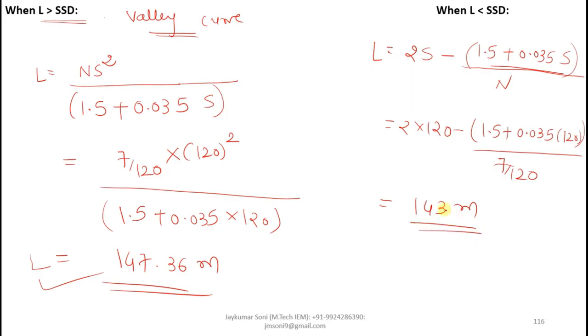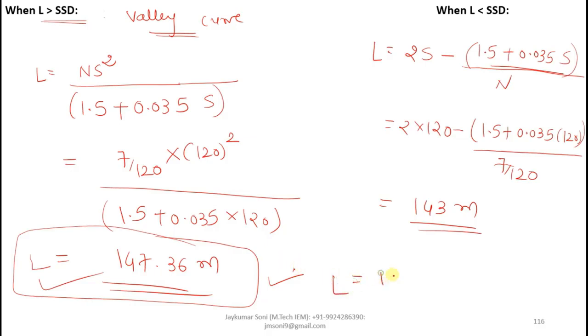So what we need to do, we need to consider the higher of both of these values. So we will consider this value as this is the higher from both of them. 147 is higher than 143. So we will consider this as our length of valley curve. So it will be L, it will be 147.36 to be adopted. So this is how it works.